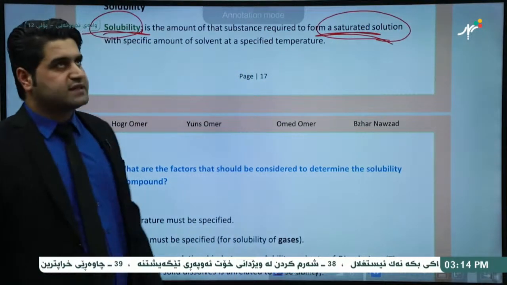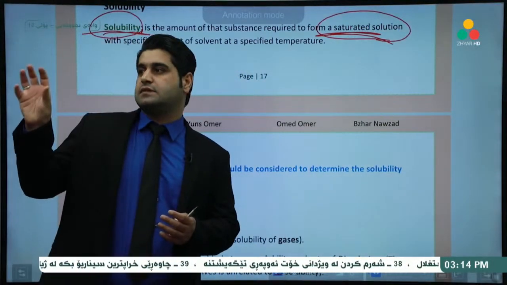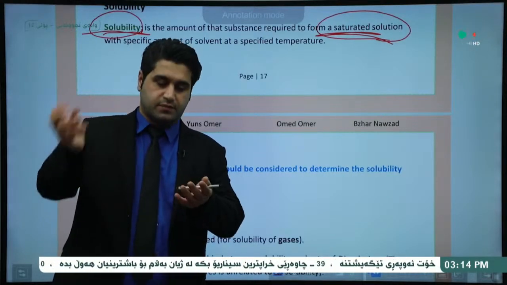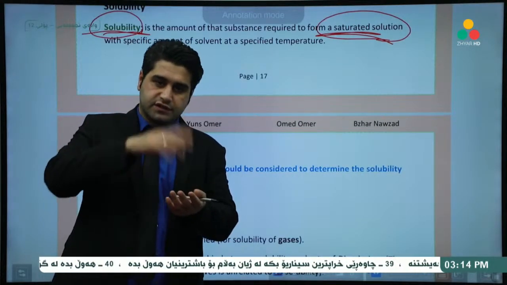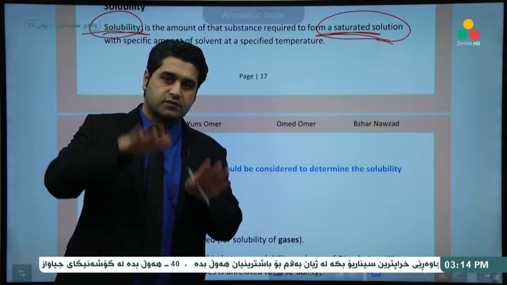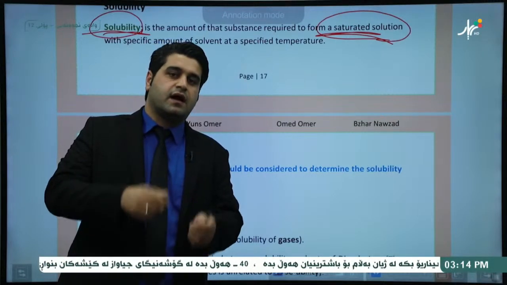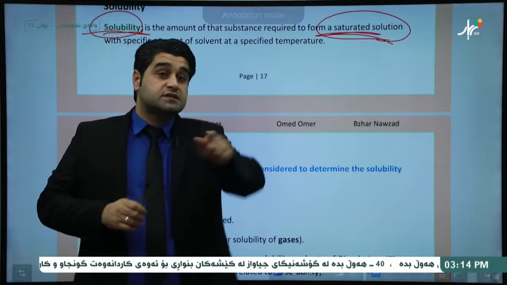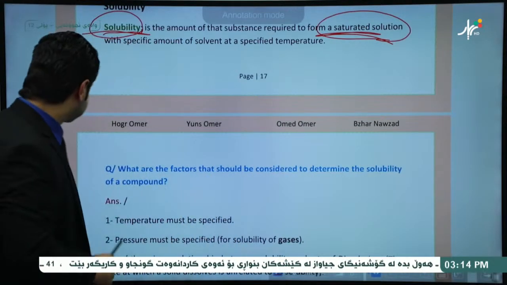For example, what's the solubility of that compound? Okay, let's prepare a saturated solution of that compound. Add that compound continuously until we see the precipitate, then stop. And then measure the amount dissolved per the amount of the solvent. This is the solubility of that substance.